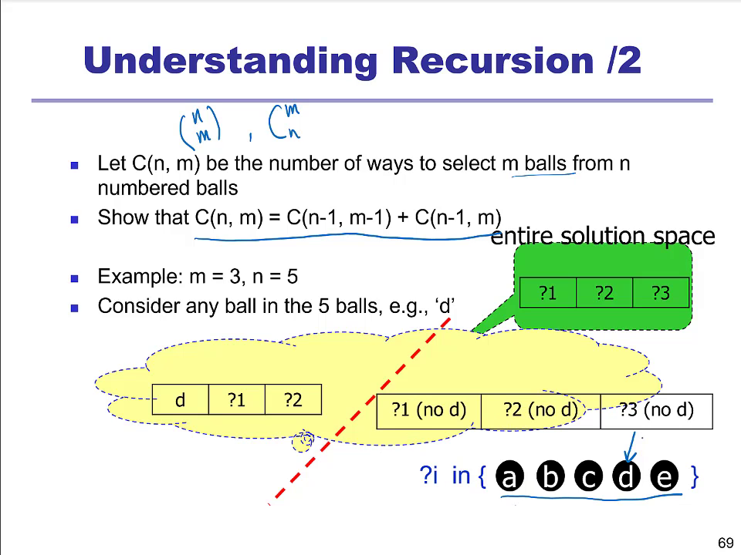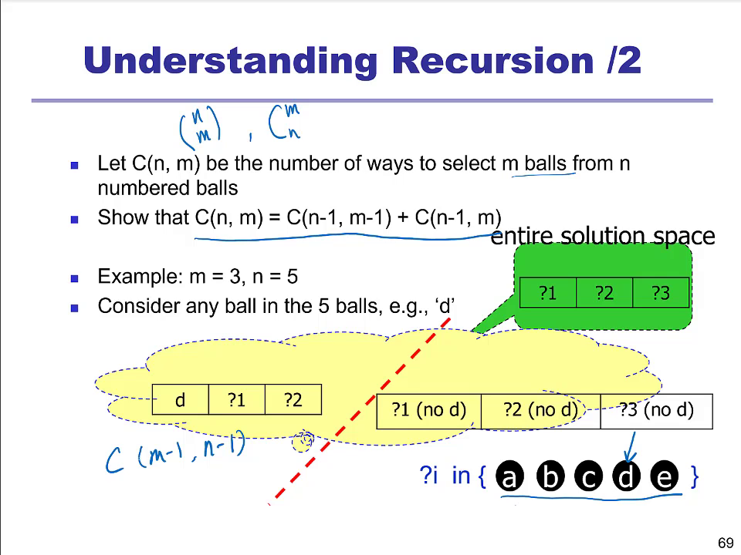Right. So one is that we have taken D, because we need to select n balls, 3 balls. So let's say we have selected D already. Then we have to select the other 2 balls from 4 balls, because now we have A, B, C, and E left. So we need to select 2 balls, which is m minus 1, from 4 balls, which is n minus 1.